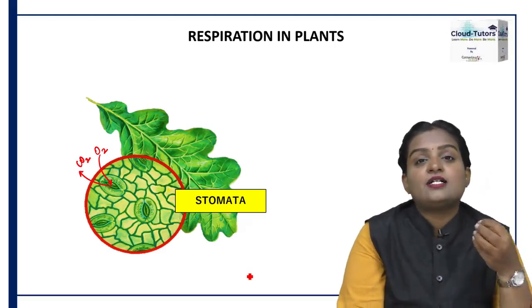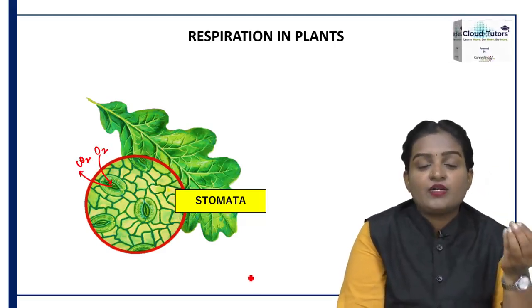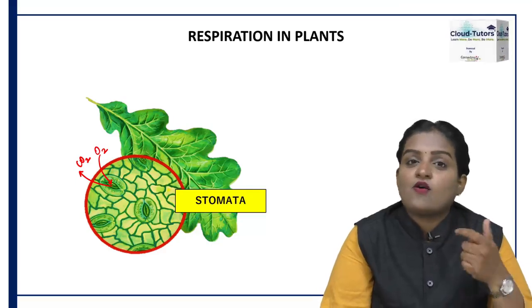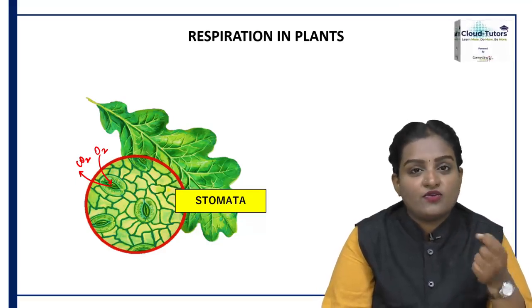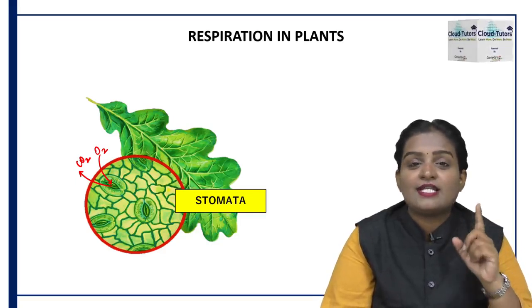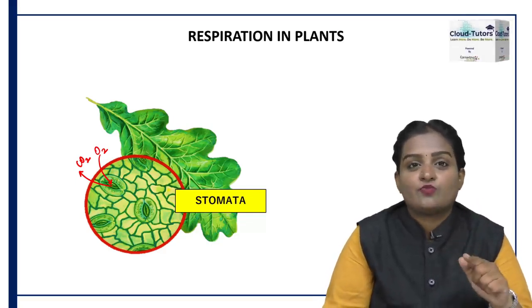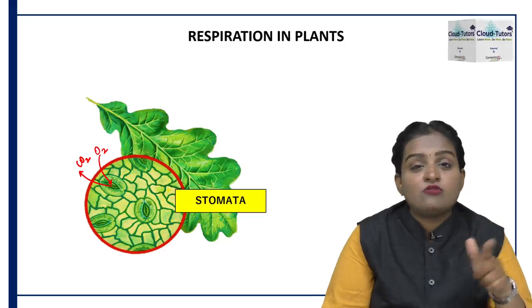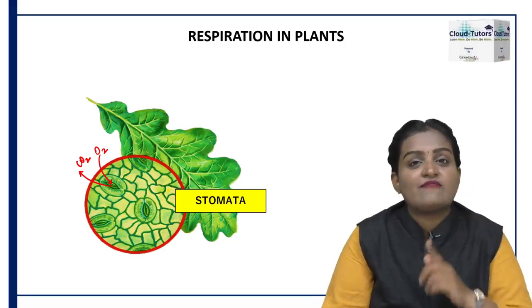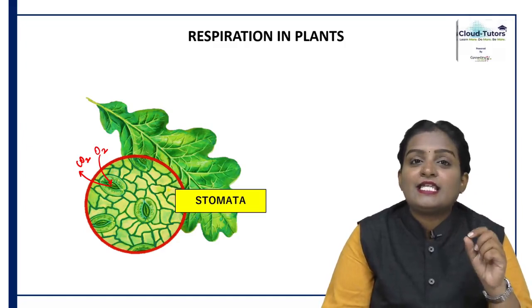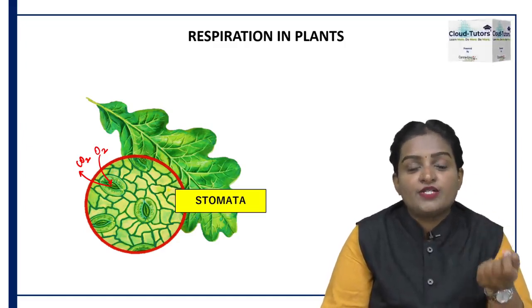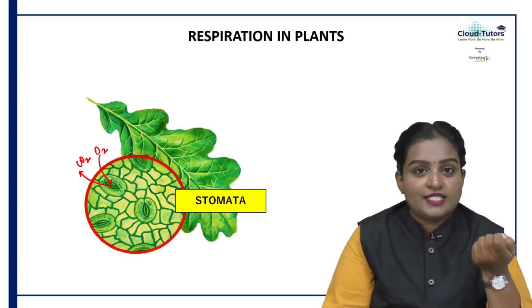So this occurs mainly during night, because during night photosynthesis is not occurring. So oxygen cannot be released during photosynthesis. So during night, plants are also respiring. Or we can tell plants are respiring throughout the day. That is 24 hours they will respire. Only thing is during night it is more evident because of absence of photosynthesis.